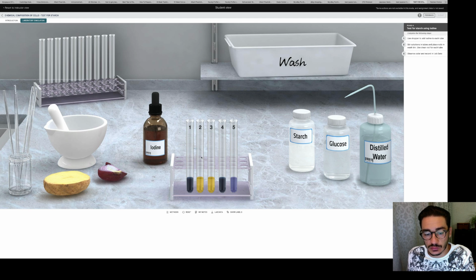The next ones are two negative controls: glucose and distilled water. We know glucose is a simple sugar, so it's not going to interact with iodine, and the same with distilled water. So for example, if iodine gave a positive result with the glucose or distilled water, then we should think, oh, something is wrong with our iodine, it's giving a false positive, but it shouldn't be, right? That's why there are two negative controls, to check how well iodine is working.